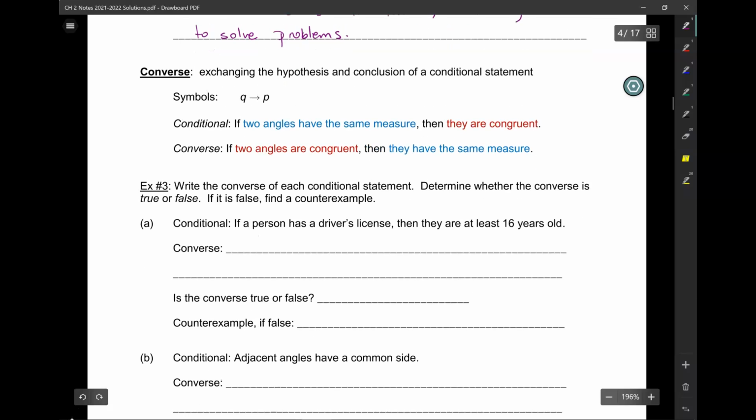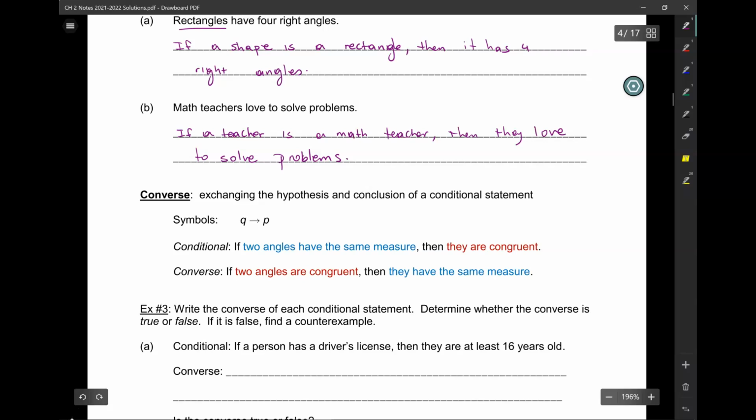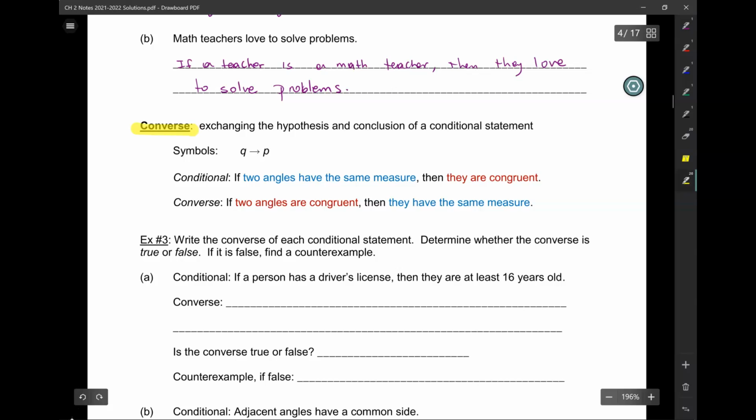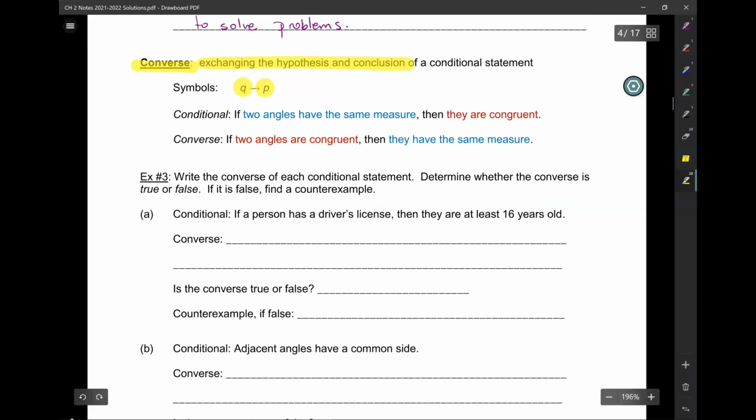Now, what if we exchange the hypothesis and the conclusion? What if I say, if a teacher loves to solve problems, then they are a math teacher. That's like the opposite. We don't call it opposite, we call it the converse. And these are not shoes, it's just the statement, right? So the converse is when you exchange, so then it becomes Q to P, okay? So this is the conditional, the if-then form.